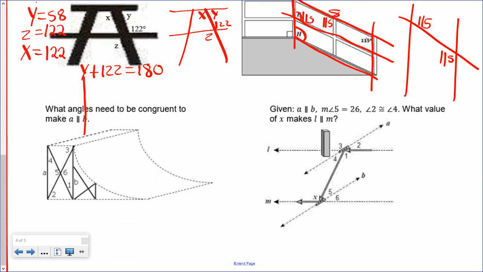Now we have a skateboarding ramp, I think, maybe. Some sort of ramp. We're going to be seeing this particular type of question more on day 3, but I want to introduce it here. My question for you: what angles must be congruent so that A is parallel to B? I know it's a little bit hard to see. There's A, there's B. I'm trying to prove that those two lines are parallel. Which angles in this picture need to be congruent? Hint: find a transversal first.